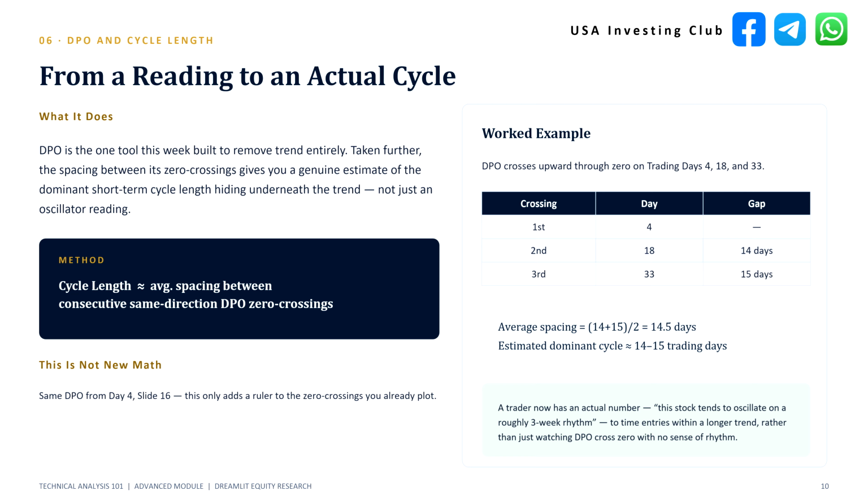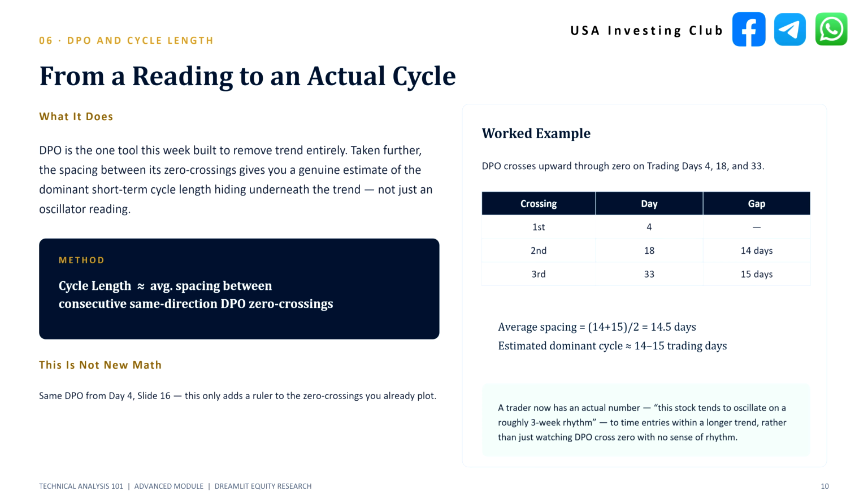Here's the method. Cycle length is approximately the average spacing between consecutive same-direction DPO zero crossings. This is not new math. It's the exact same DPO from earlier this session. This only adds a ruler to the zero crossings you're already plotting. Let's work an example.